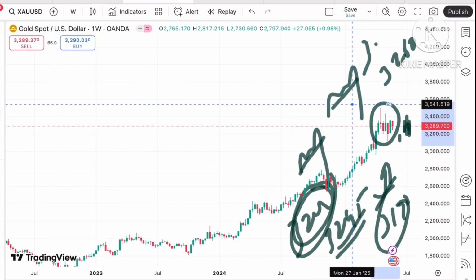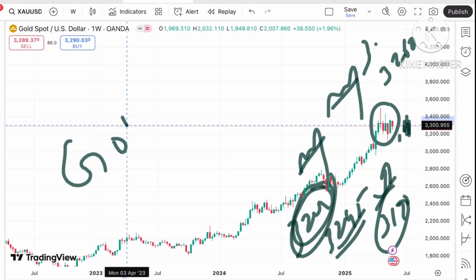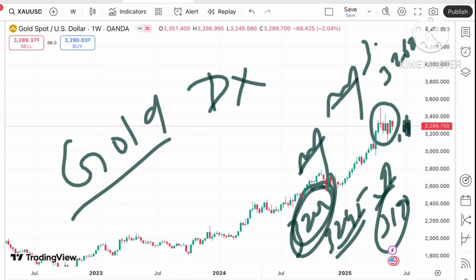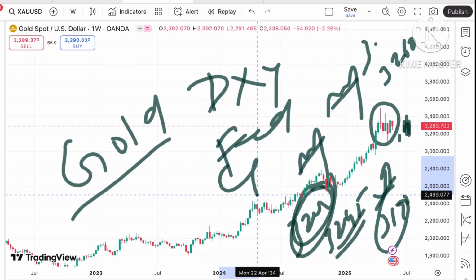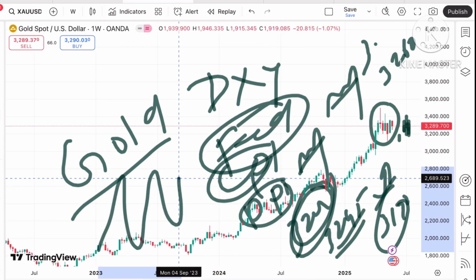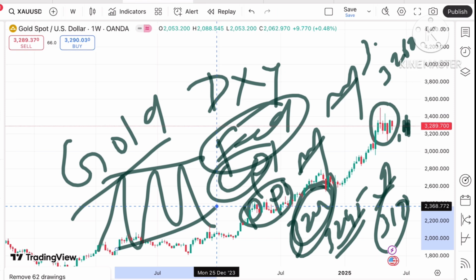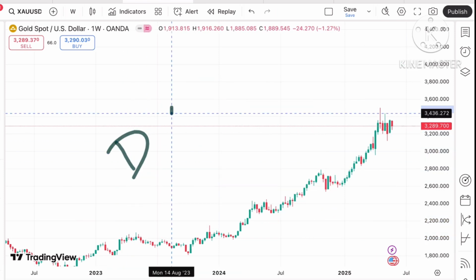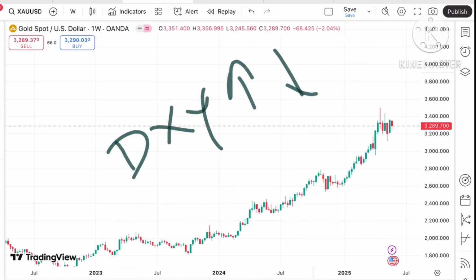Okay, see, the price of gold depends on a lot of factors. One of them is the dollar index, Fed interest rate, CPI data, PPI data. So when these events come, we see good volatility, so decide your quantity as per that. Okay, now the dollar index is inversely related to gold.